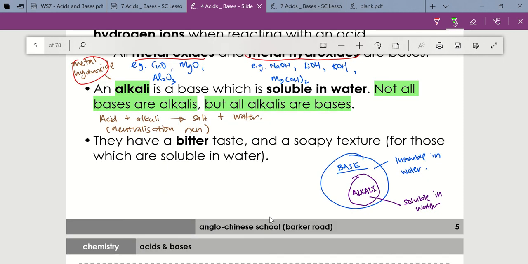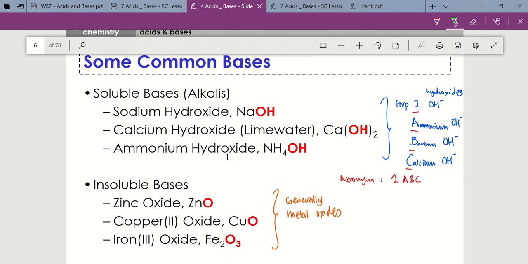We need to know that bases and alkalis generally have a bitter taste. People don't usually go and taste bases, especially insoluble bases. But if they somehow put a little bit of detergent into their mouth, they would know that it has a bitter taste and a soapy texture. So this is more so for alkalis. This is the physical properties. And common alkalis and common insoluble bases are over here.